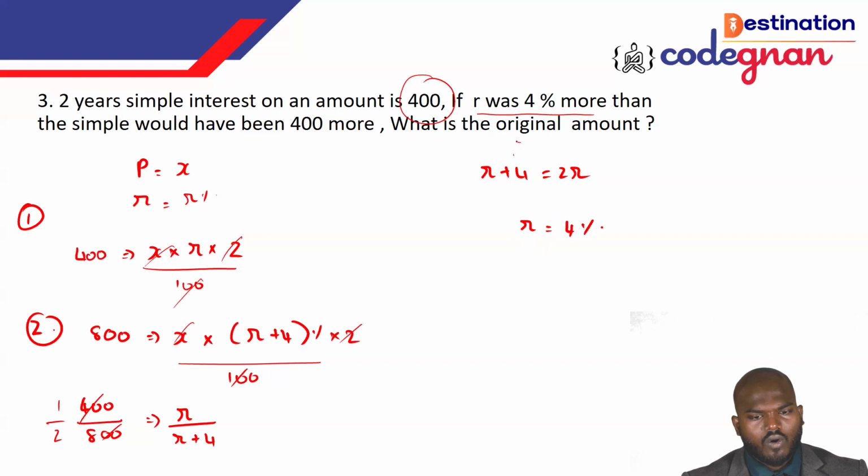Now they are asking for the original amount. Original amount means the initial amount. Initial amount means we can call it the principal or sum. Okay, if I'm applying here, SI is equal to PRT by 100. So we know that SI, you can apply in either the first condition or the second condition. I am applying the first condition with the simple terms.